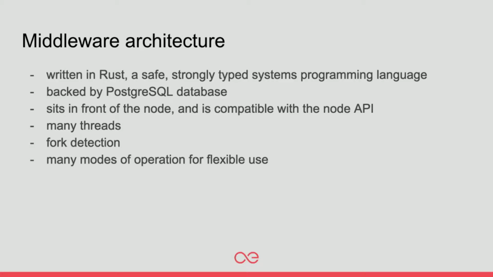The middleware is written in Rust, which is a very beautiful programming language. Its major plus from my perspective is that by the time you get your program to compile, it's basically guaranteed to run. Compiling it can be a bit of an adventure. It's backed by a PostgreSQL database, and it sits in front of the node and is compatible with the Node API. So if you talk to the middleware and you don't use any middleware features, you can just treat it as a node. It gives you information faster than the node in some respects, but it should always be consistent with the node.